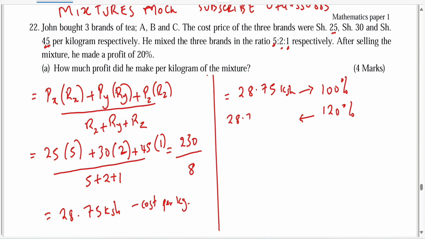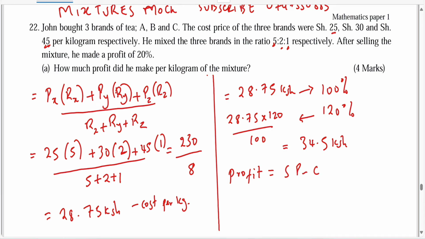So utafanya 28.75 times 120 divide by 100. So at 120% aliuza kwa shilingi ngapi? So utachukua 28.75 times 120 divide by 100 ambapo tutapata 34.5. So aliuza kwa 34.5 shillings. Na profit utapata vipi? Utachukua ile selling price minus cost price. So selling price yetu si ni 34.5 minus ile cost price yetu which is 28.75 shillings.